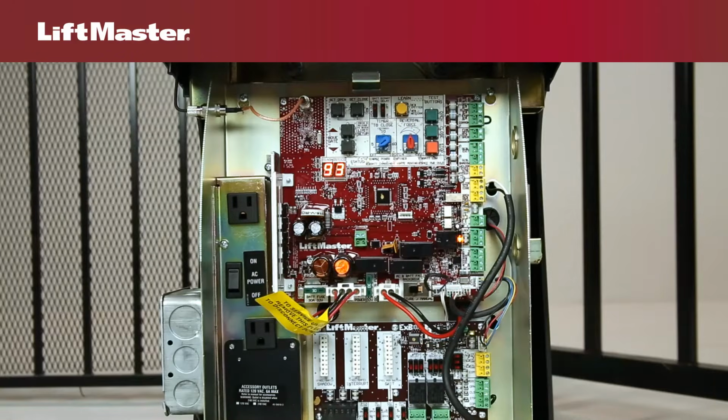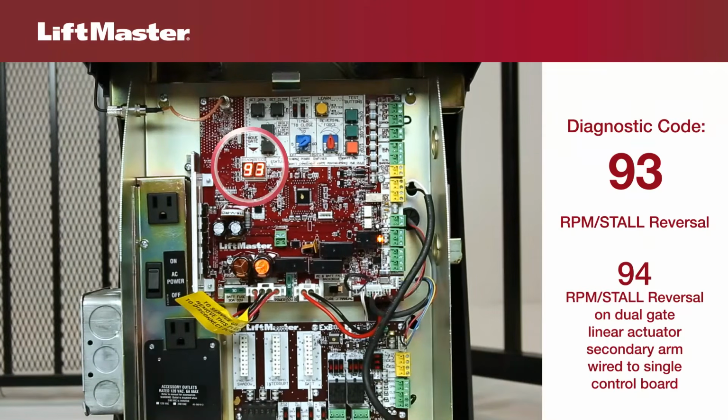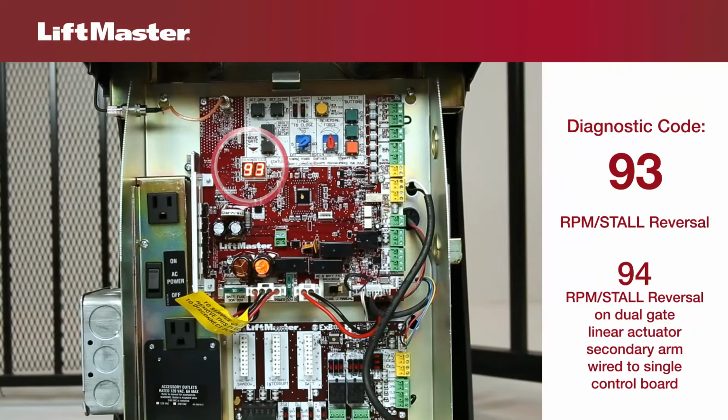Look at the diagnostic display while attempting to run the operator. Diagnostic Code 93 indicates an RPM stall reversal. Code 94 indicates a force reversal on the secondary operator of a linear actuator system, where both arms are connected to the same control board.